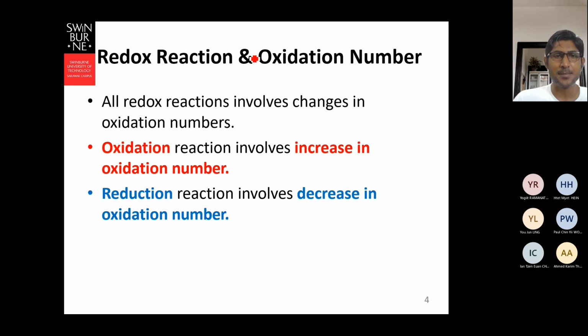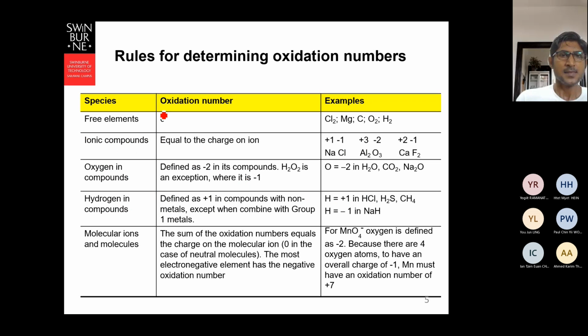And also the oxidation number. What is the oxidation number? We are going to the next slide. But oxidation involves an increase in oxidation number. Just remember that the oxidation number will increase if there is an oxidation going on, and reduction means it will decrease the oxidation number. So what is the oxidation number then?